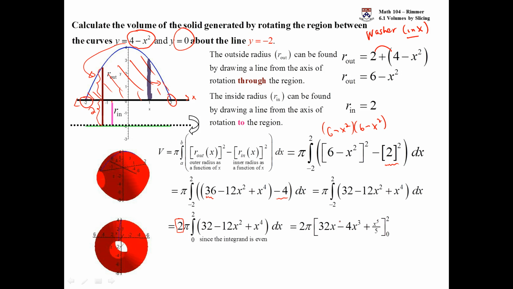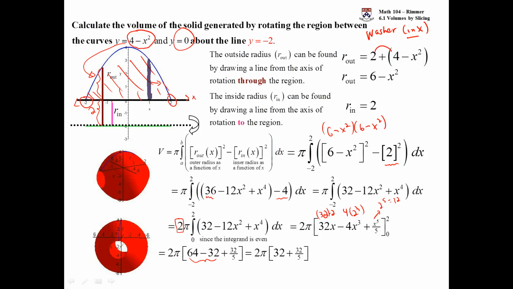And so plugging in the upper limit, we get 32 times 2, and that's going to be your 64. 2 cubed is 8, and 8 times 4 is 32. And then 2 to the 5th is 32. And so we're looking at 64, take away 32, add on 32 over 5. Whenever you can, you want to put together things that are alike. So 64 minus 32, we just subtract that and get 32.